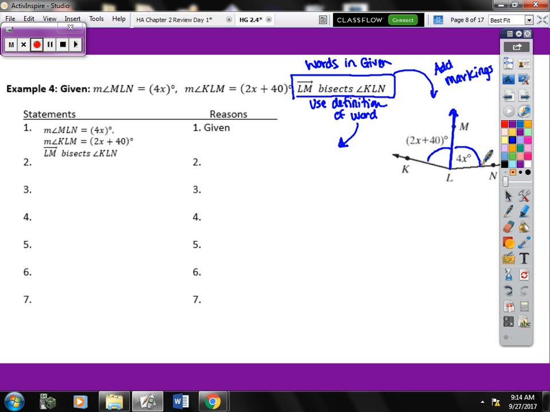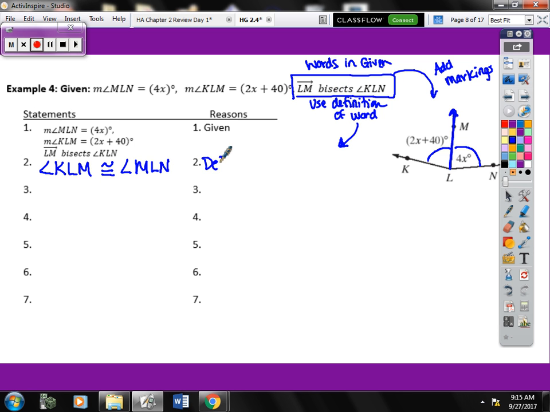All right, so the definition of an angle bisector is that it divides an angle into two congruent angles, if you look back in your notes. So we marked them. Now I'm going to write this in my proof. Line 2 will say that angle KLM is congruent to angle NLM or MLN. It doesn't matter which order you do, okay, as long as you have L in the middle. You have to say congruent, not equal. Okay, why? That is the definition of an angle bisector.